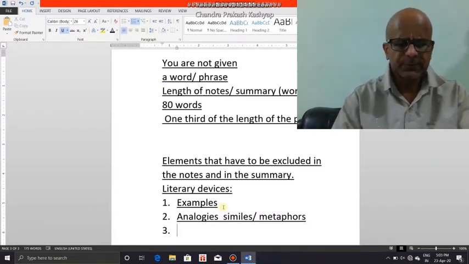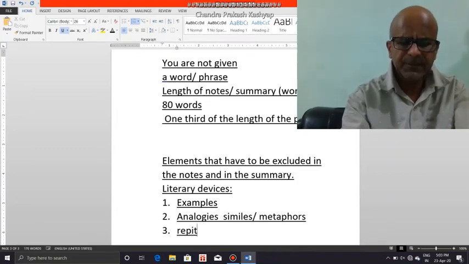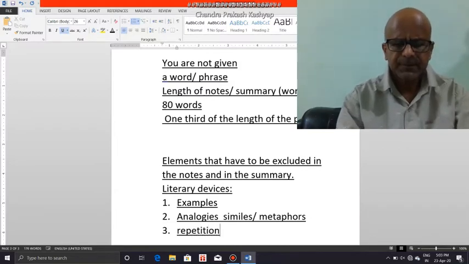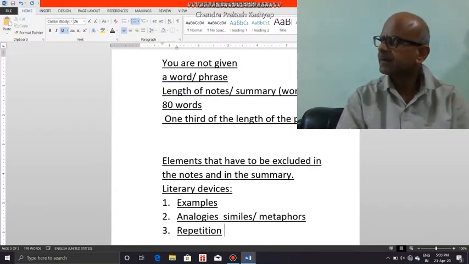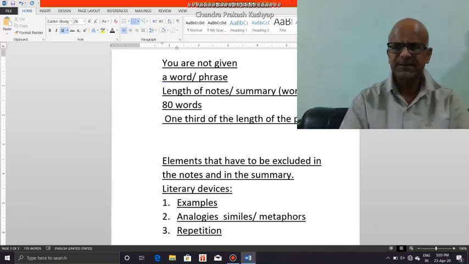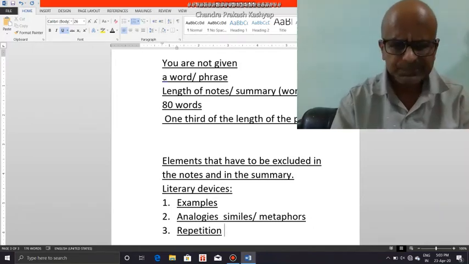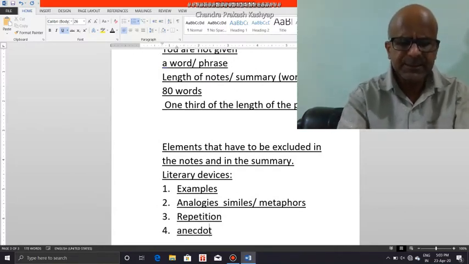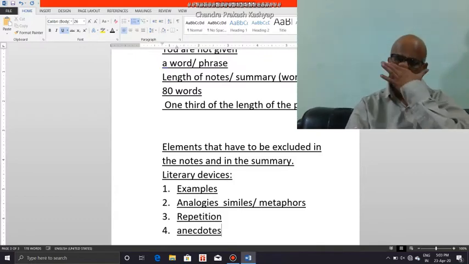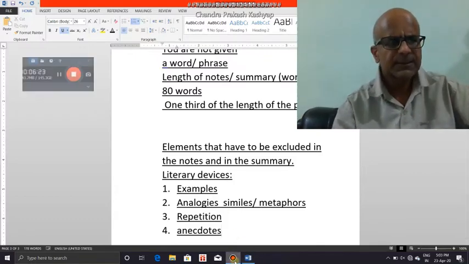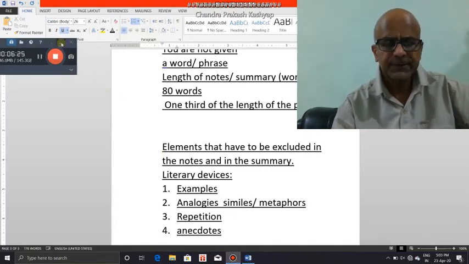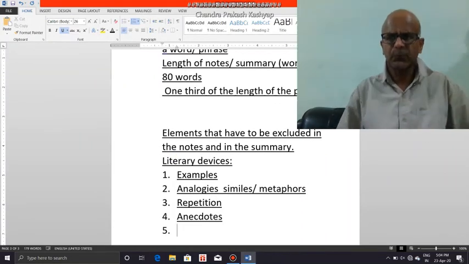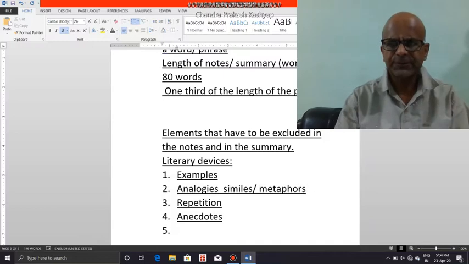He may also repeat the same thing. Again, the purpose is to help the readers understand what he wants to convey. He may make use of incidents in his personal life, anecdotes, to help the readers understand what he wants to convey. They have to be excluded.